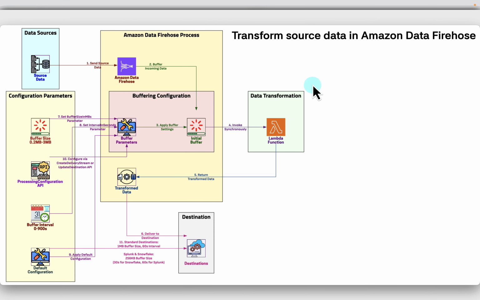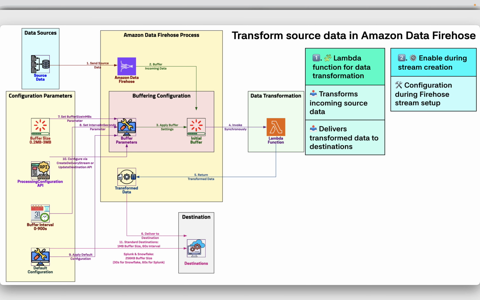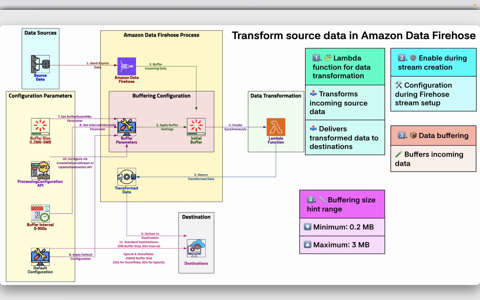Okay, transforming source data in Amazon Data Firehose. Amazon Data Firehose can invoke your Lambda function to transform incoming source data and deliver the transformed data to destinations. So in case you want to do any kind of a transformation, this feature is available. You can enable Amazon Data Firehose data transformations when you create your Firehose stream. When you enable Firehose data transformations, Firehose buffers incoming data. The buffering size hint ranges between 0.2 megabyte to 3 megabyte.